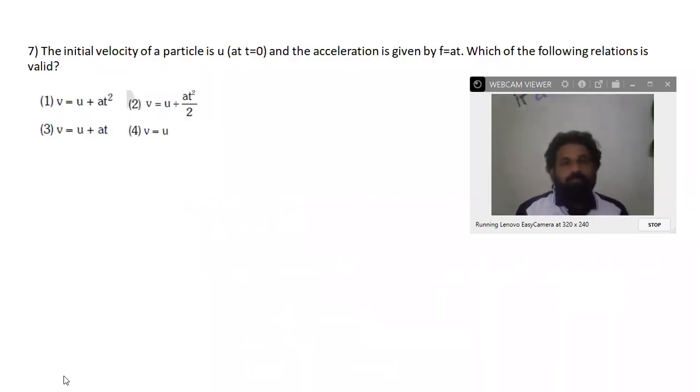Okay, next problem. The initial velocity of a particle is u at time t is equal to 0, and the acceleration is given by f is equal to at. Which of the following relations is valid? I will give you 2 to 3 minutes. Can you comment your answer? I will wait for your answer for this one.